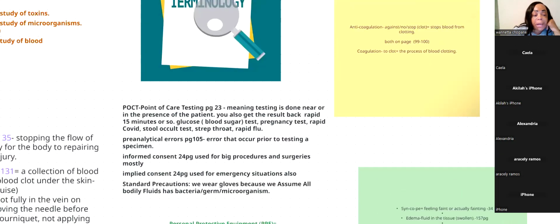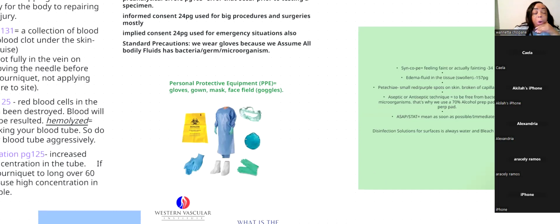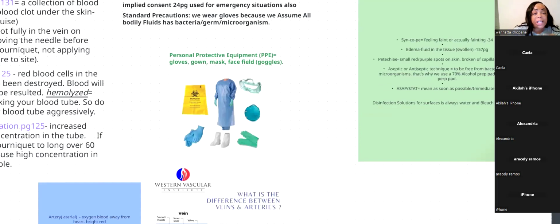Next, after implied consent, is standard precautions. We already should know what standard precautions is. The test is going to have it about 5-7 times, and it is easy as can be. Standard precautions means we wear gloves because we assume all bodily fluids have bacteria, germs, or some type of microorganism. So we always use gloves. I will go into PPE, personal protective equipment, on Sunday when we do CPR and the other precautions.